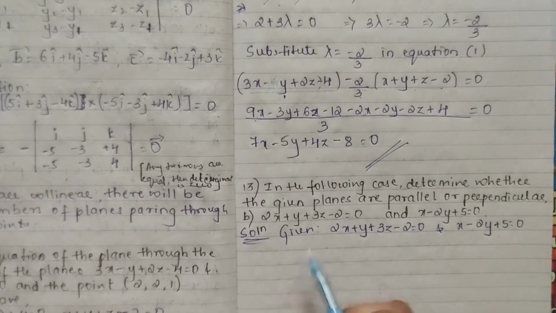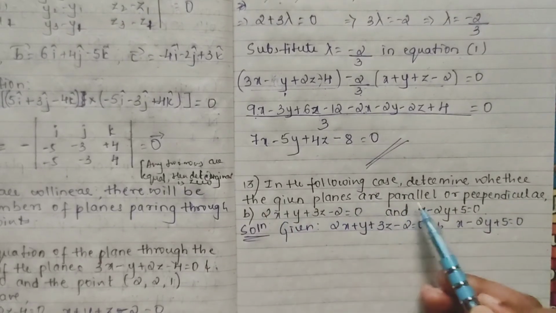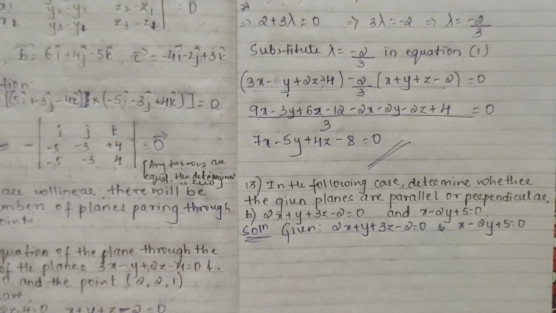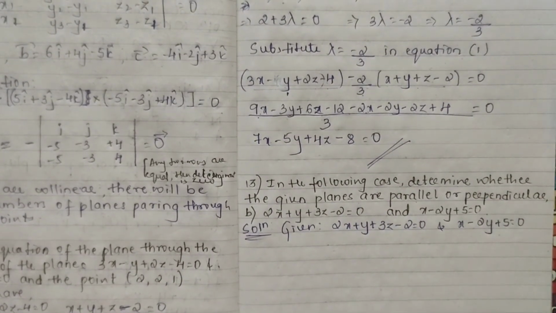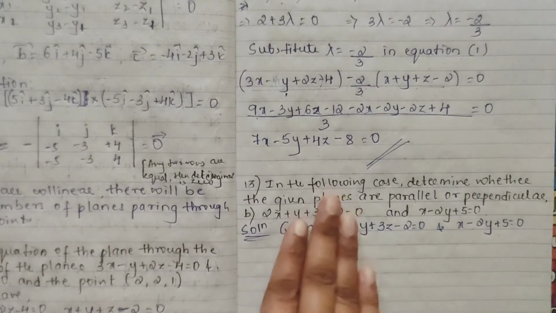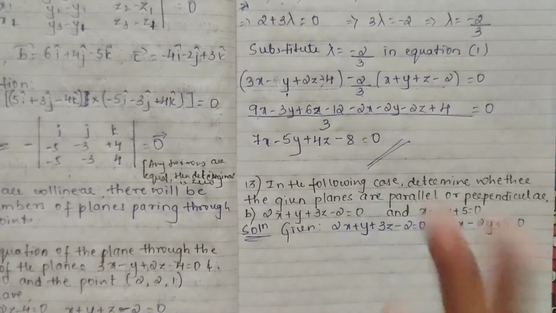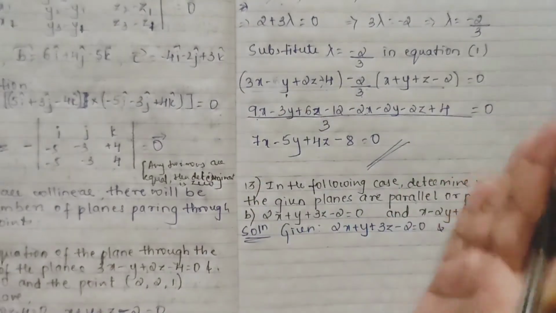Your next question, the 13th one: in the following cases, determine whether the given planes are parallel or perpendicular. So they are telling us to see whether they are parallel or perpendicular. Further, if it is neither, then they are telling us to find the angle. But as the angles topic has been removed, we won't do problems based on that. So we will just check whether it is perpendicular or parallel.